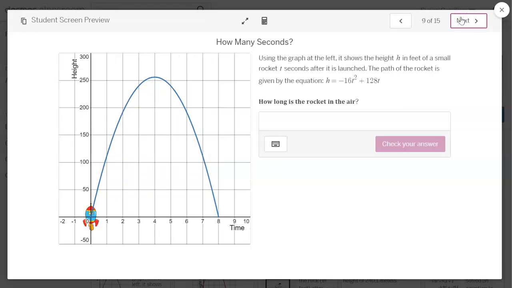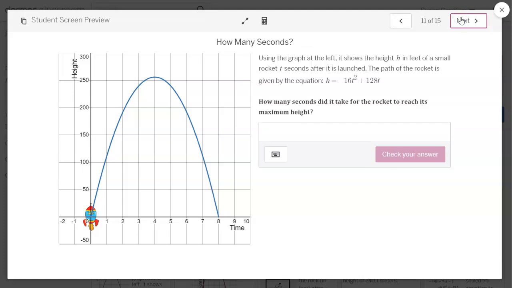How many seconds is the rocket in the air? So they will type a number in the blank. It will tell them if they are correct. What is the maximum height of the rocket? This is measured in feet. How many seconds did it take for the rocket to reach its maximum height? Again, they will type a number in the blank and check their answer. It will give them feedback on their answer.